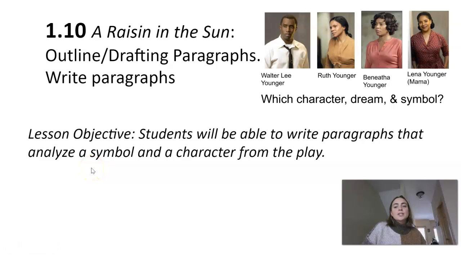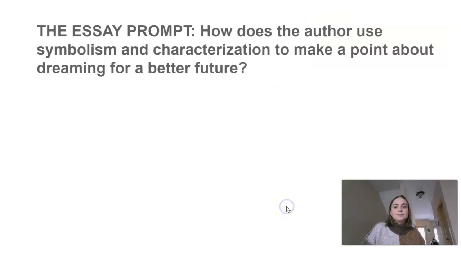In this video, we are going to talk about outlining and drafting the paragraphs you are going to write for your summative. So we've finished reading the play and it's time to start talking about the summative for A Raisin in the Sun. For our summative, you're going to be writing 2 paragraphs about a character of your choice, what their dream is, and a symbol that connects to this paragraph. So let's talk about how you are going to outline your paragraphs.